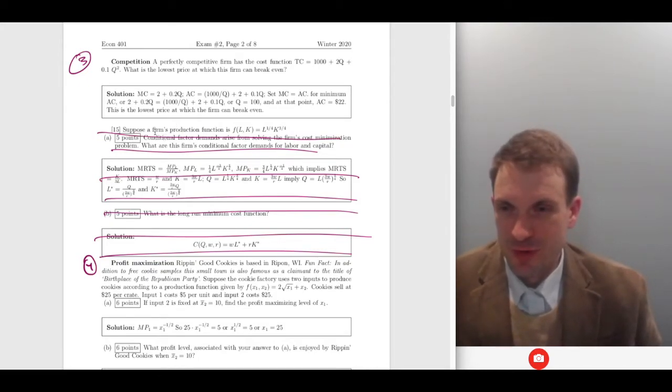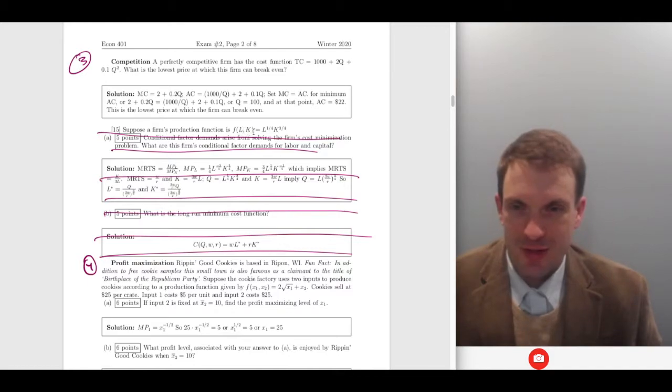All right. So the firm's production function is f of L, K is equal to L to the minus 1/4, K to the 3/4.